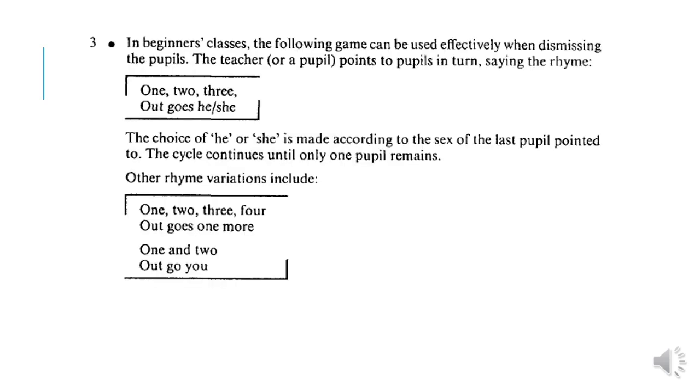In beginners classes, the following game can be used effectively when dismissing the pupils. The teacher or a pupil points to pupils in turn, saying the rhyme. 1, 2, 3, out goes he. 1, 2, 3, out goes she. The choice of he or she is made according to the sex of the last pupil pointed to. The cycle continues until only one pupil remains. Other rhyme variations include 1, 2, 3, 4, out goes one more. 1 and 2, out go you.